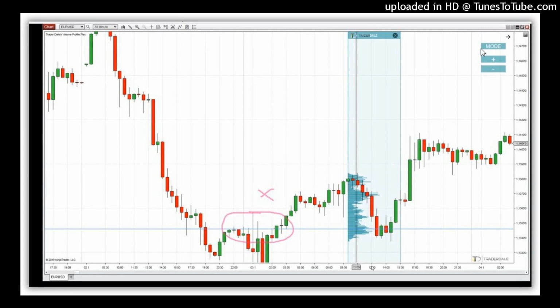So this is the Euro-Dollar 30-minute chart, and I'm going to show you some strong rejections and how to spot the rejection setup and how the price reacts to the rejection setup. So let's start in here with this strong rejection of higher prices.